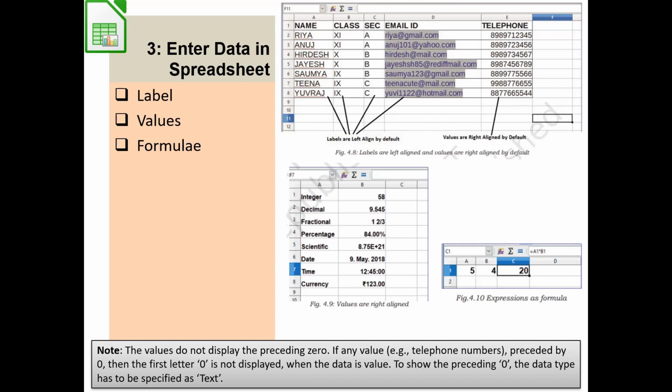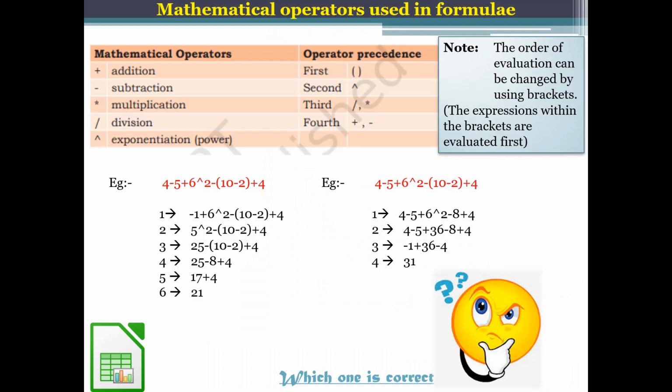If a value is preceded by 0, then the first 0 is not displayed. When the data is a value, to show a preceding 0, the data type has to be specified as text. So we have data types like text, numbers, date and time, followed by currency. You observe very clearly here. You can modify the data type to text, and the 0 will appear in front of the number.